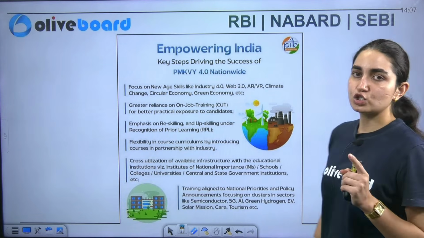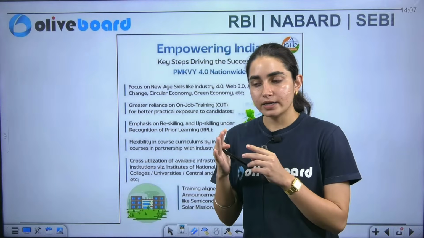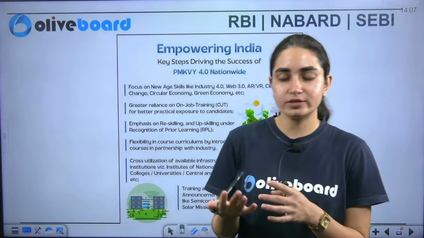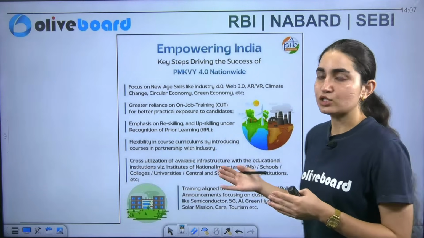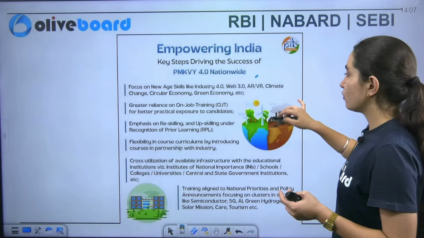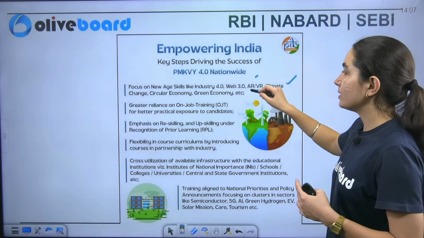So now is the focus towards the other things, जैसे industry 4.0. Industry 4.0 क्या है कि अगर हम integration करते हैं, अगर हम more focus करते हैं AI के ऊपर, internet of things के ऊपर, robotics के ऊपर, that makes us industry 4.0. Okay, web 3.0 is the focus. Augmented reality is the one here. Climate change, circular economy, green economy, etc.